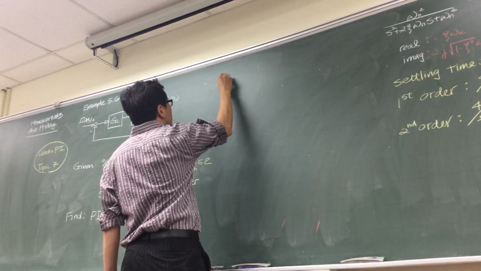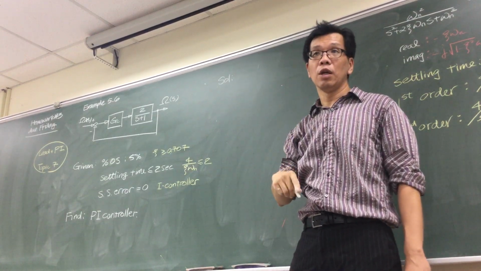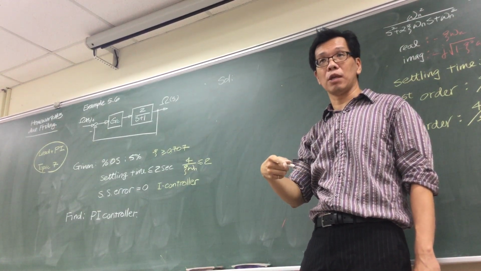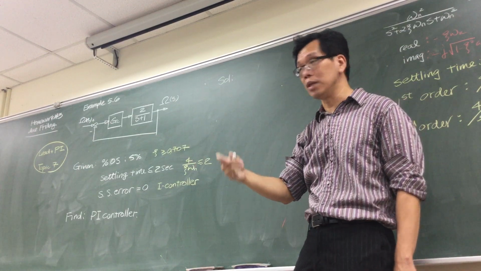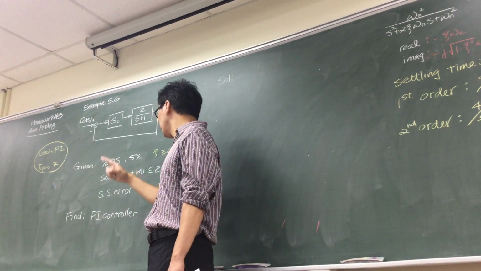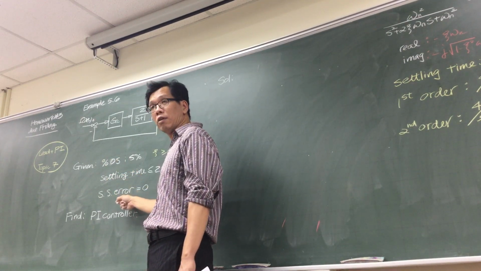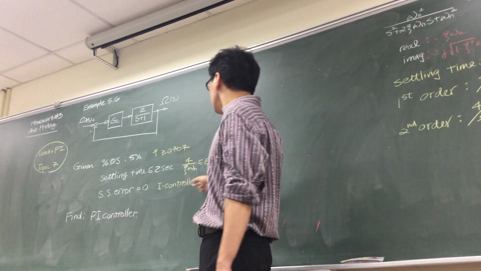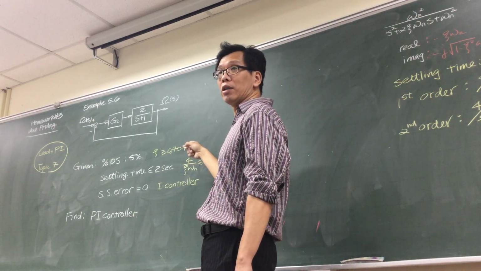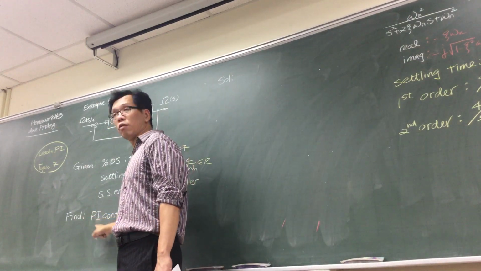So let's start to solve the problem. Before you start to solve the problem, it is important to rewrite the problem statement in your own language, which means you will need to know what is the overshoot, what is your settling time, and do you need to have 0 steady state error. If you do, what are the conditions or design criteria you need to have? Then you decide what you need to find.